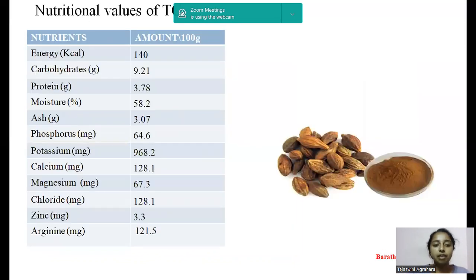Let's see the nutritional values of TC. It contains 140 kilocalories of energy per 100 gram and 9.21 gram of carbohydrates, 3.78 gram of protein, and 58.2% of moisture, and 3.07 gram of ash, and so on.